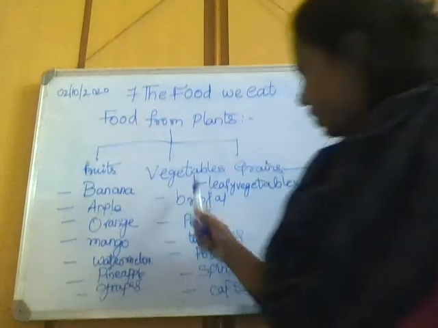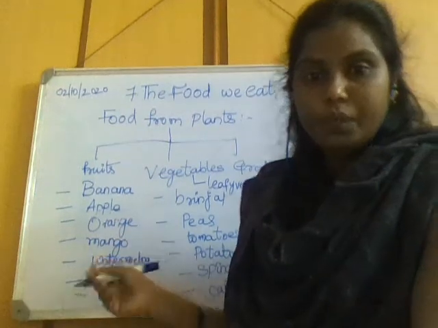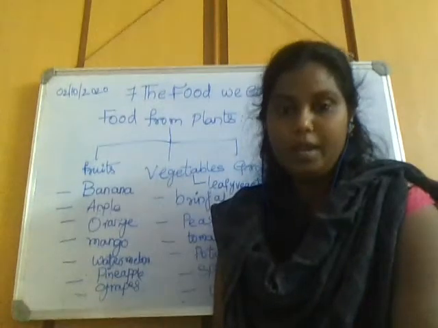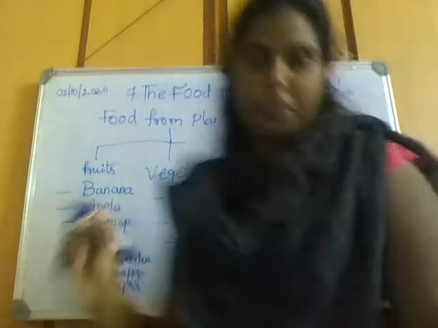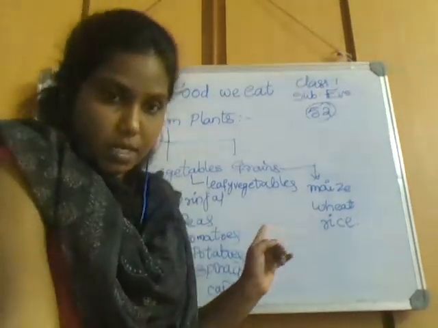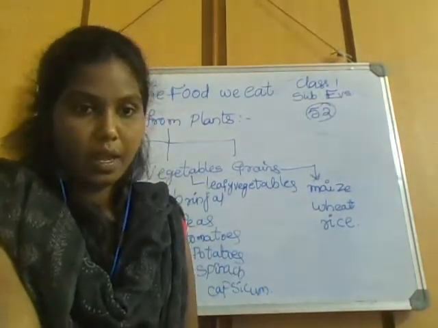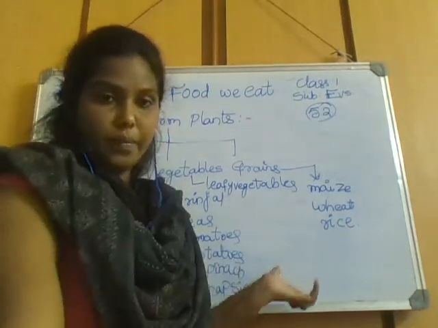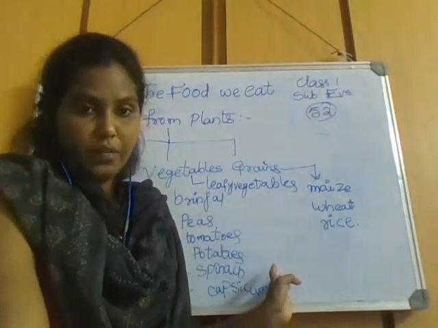And here vegetables, we have leafy vegetables as well as other vegetables. We want to cook the vegetables to make a curry. Okay, so what are the vegetables? Brinjal, peas, tomatoes, potatoes, spinach and capsicum, and some more that we can add in the vegetables. Okay, these are some examples. And leafy vegetables, spinach is one example for leafy vegetables.